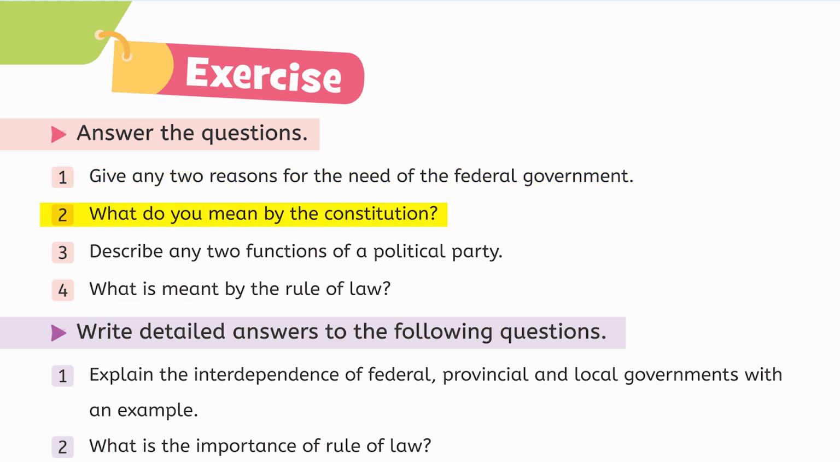Next is, what do you mean by the constitution? A constitution is a set of rules that defines how the government will operate, what will be the rights of the people and how the laws are made. It is the highest law of the country.